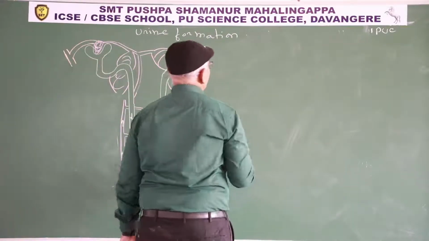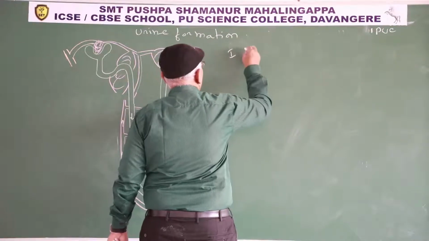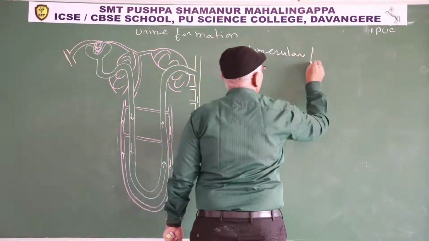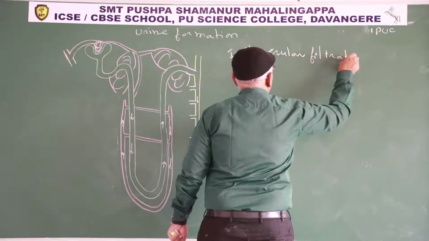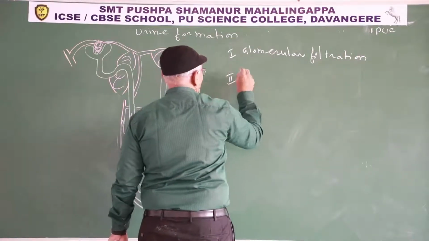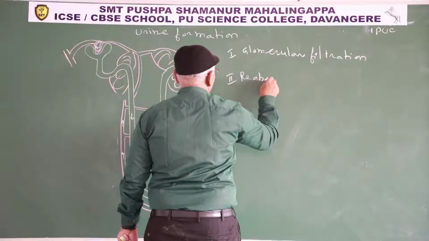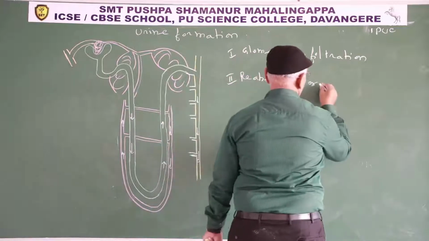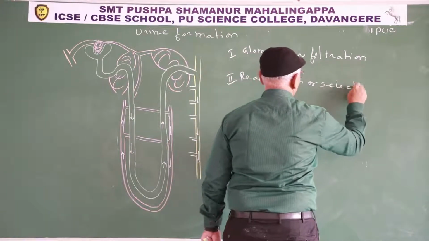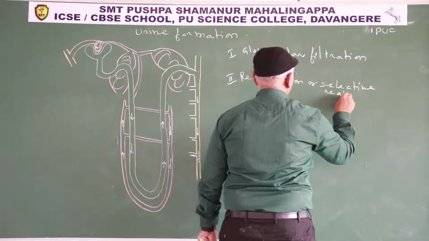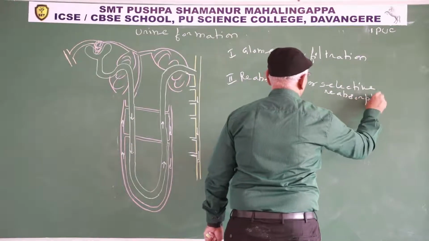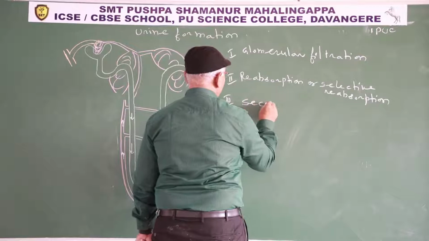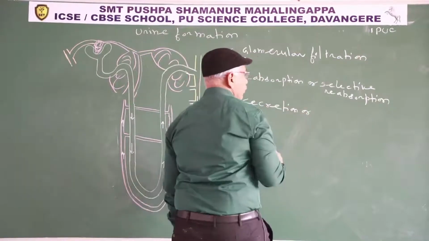Urine formation is completed in 3 steps. First, glomerular filtration, second, reabsorption or selective reabsorption, third is secretion or tubular secretion.